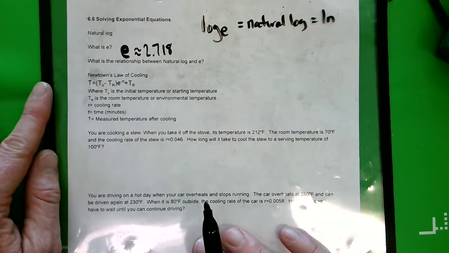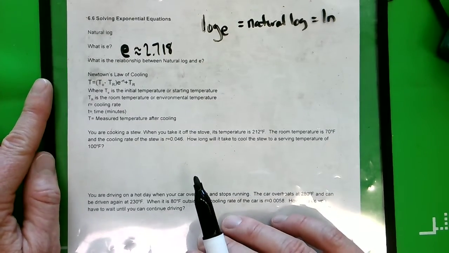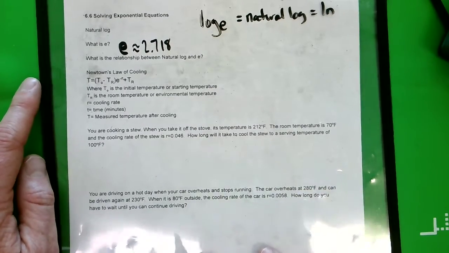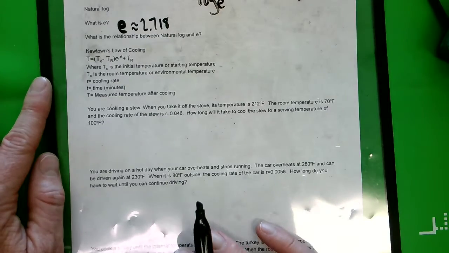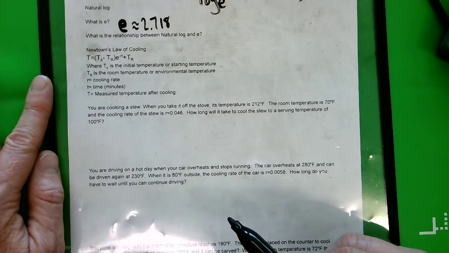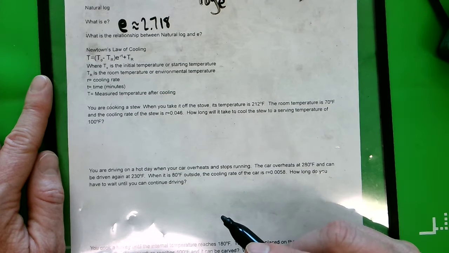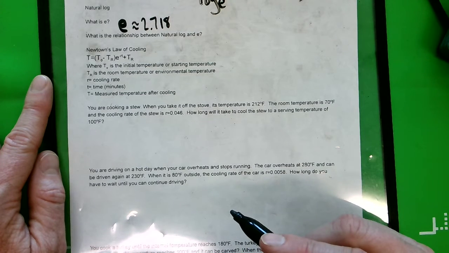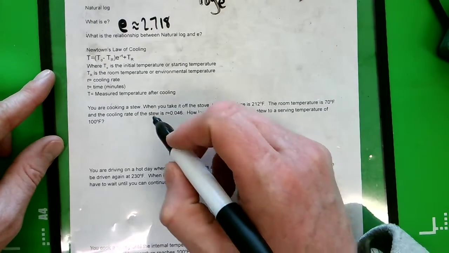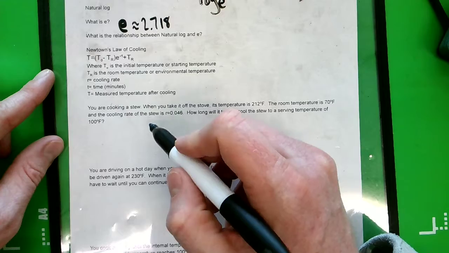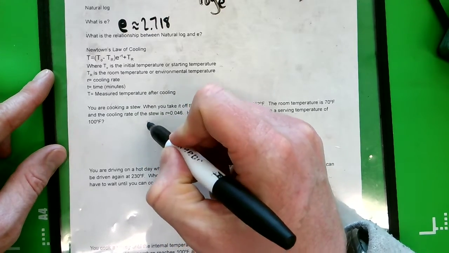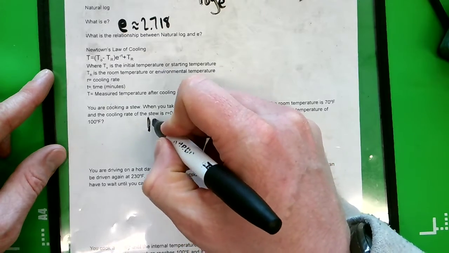If we're cooking a stew, when you take the stew off the stove, its temperature is 212 degrees Fahrenheit. The room temperature is 70 degrees, and the cooling rate of the stew is 0.046. How long will it take to cool the stew to a serving temperature of 100 degrees Fahrenheit? We're going to take 100 here. 100 is the temperature that we want it to be. That's going to go on the left.